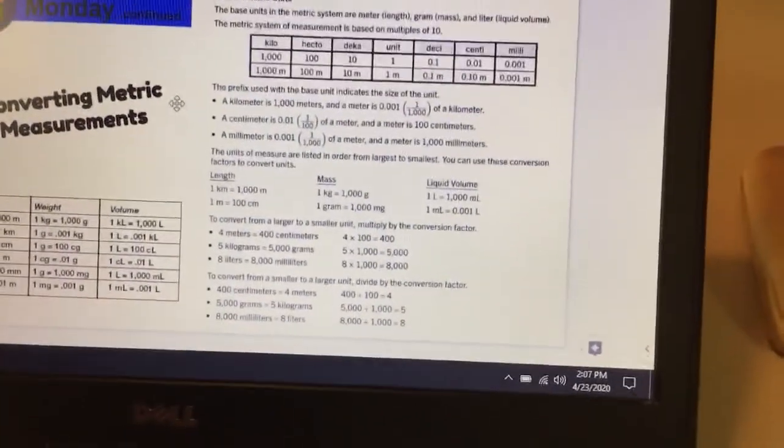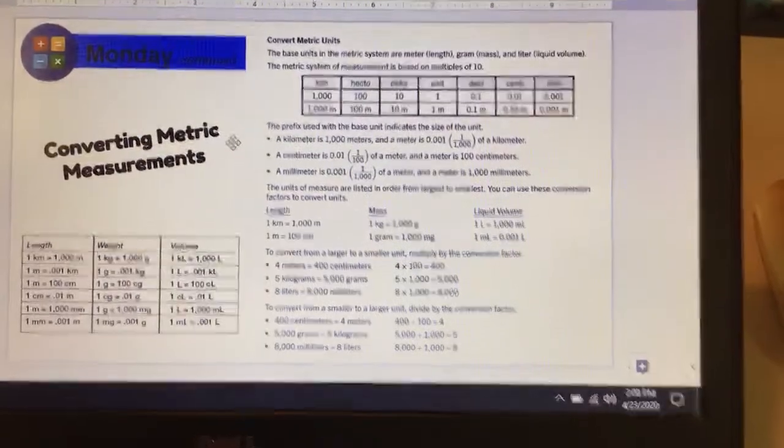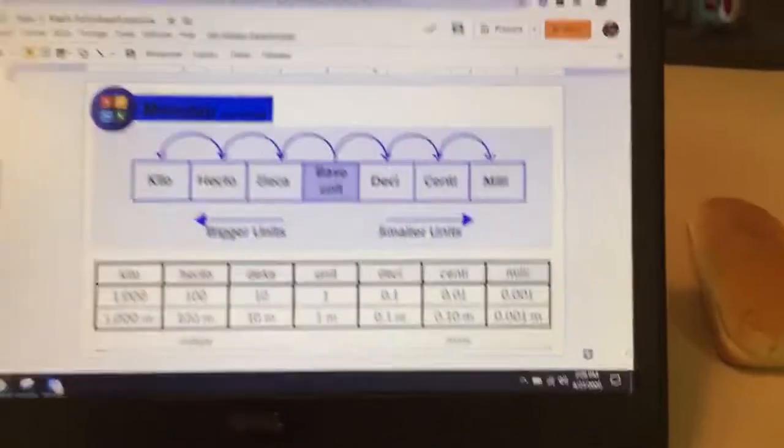I just put it here as a reference for you so that you would be able to go back and see it all the time, okay? And then this is the other thing.